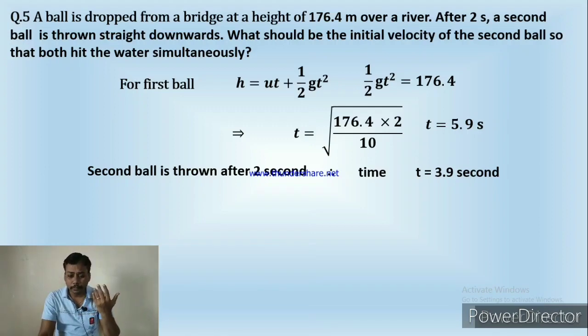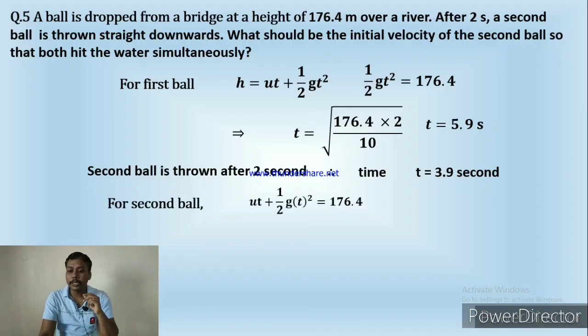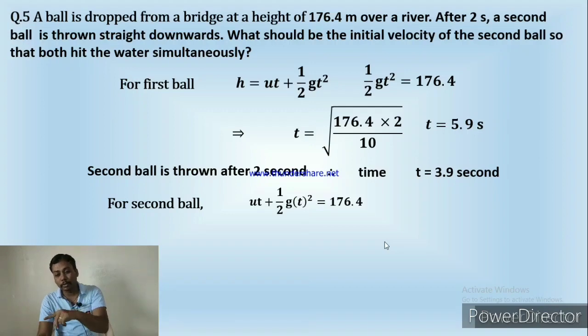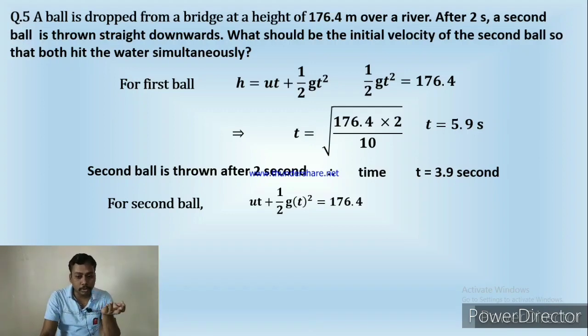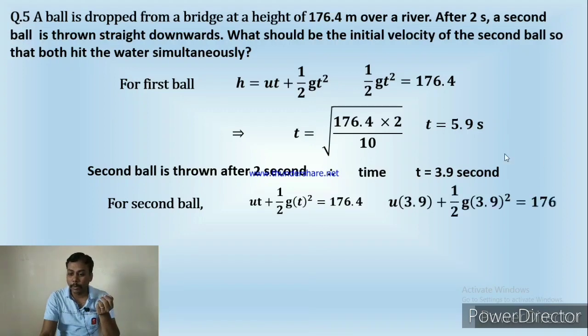So again, for the second ball, the same kinematical equation we use, ut plus half gt square is equal to 176.4. But here the second ball is thrown and the first ball is dropped. Why is the velocity of the first ball 0? Because it is dropped. And why is the velocity of the second ball u? Because the second ball is thrown. That is the difference between drop and thrown. So the second ball is thrown, so it has initial velocity u, so ut plus half gt square is equal to 176.4. For the second ball time is 3.9.